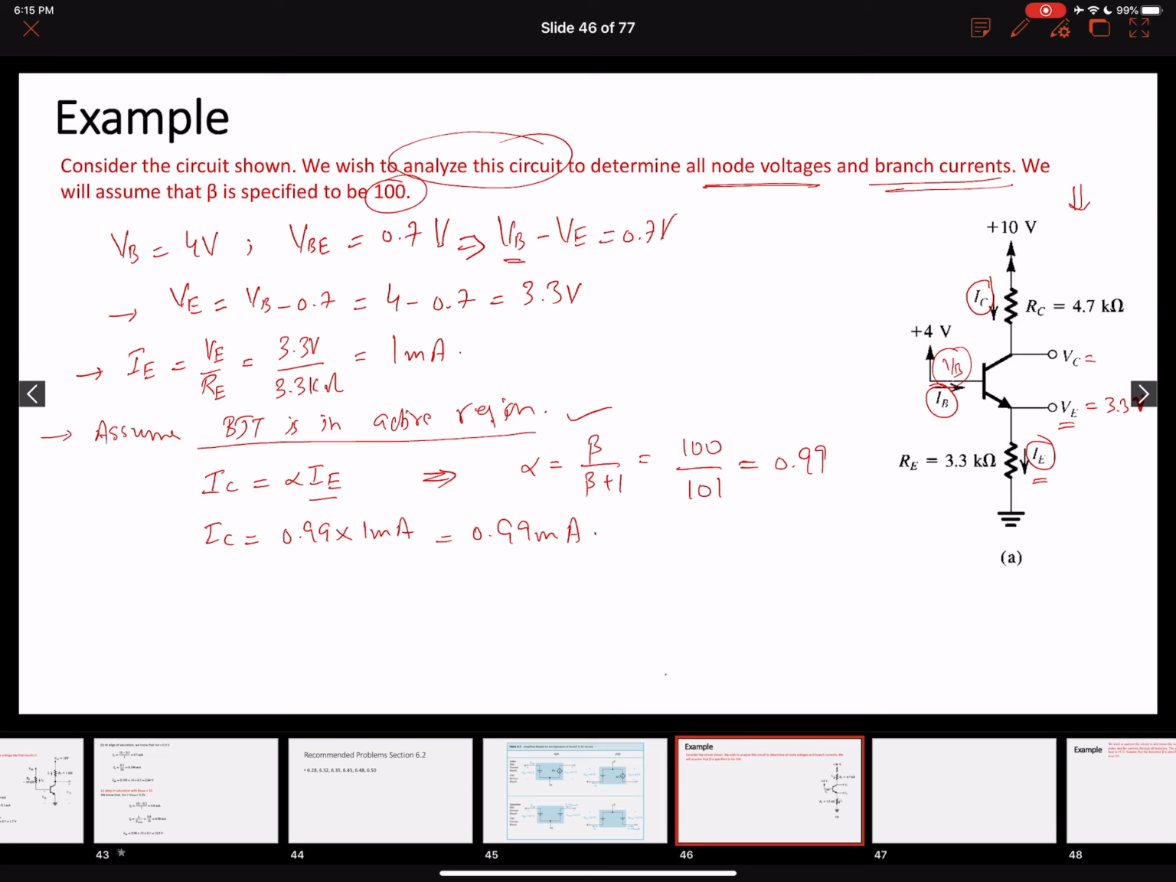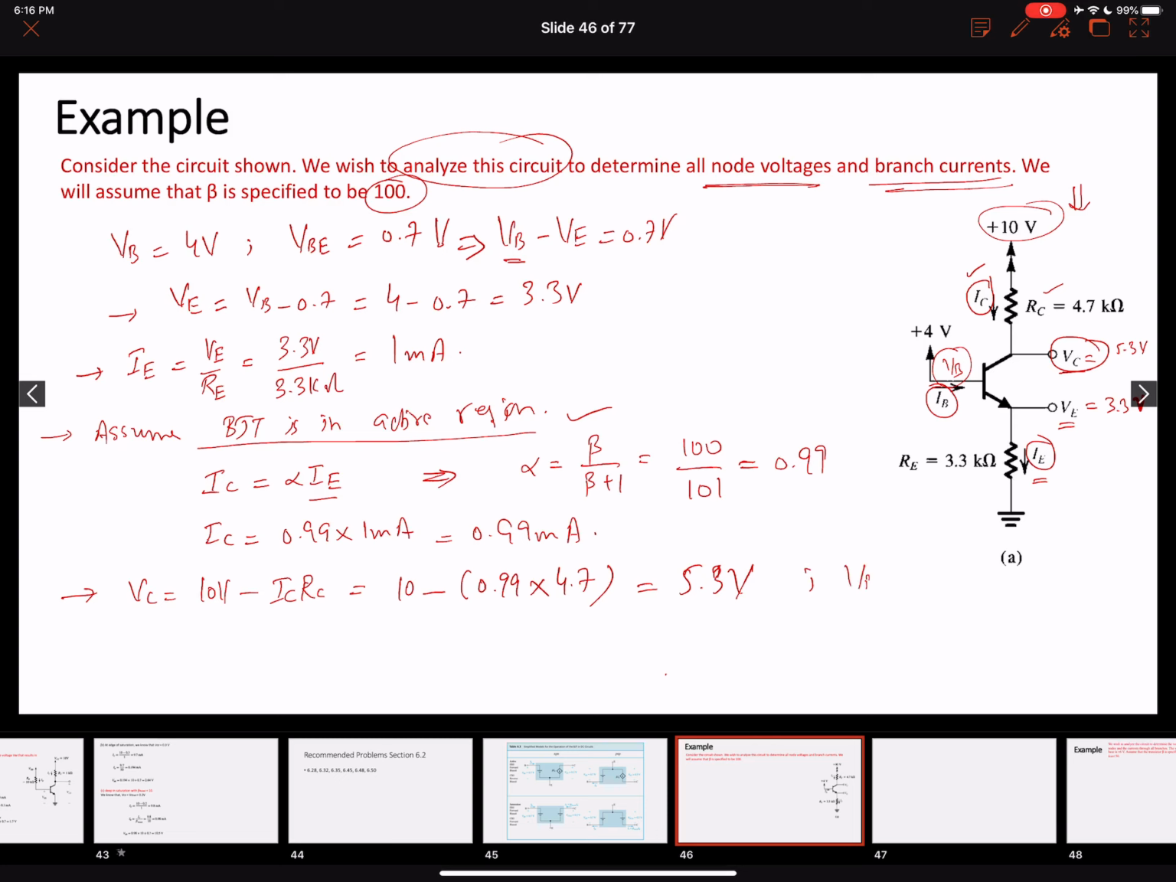Now I know the value of the collector current. I know the value of RC and the biasing voltage over here. So VC can easily be found as 10 volts minus IC RC, right? So VC is 10 minus 0.99 multiplied by RC, 4.7. Kilo and milli will cancel. If you solve these numbers, what you get is approximately 5.3 volts. So this is the collector voltage. Our collector voltage is 5.3 volts, right?